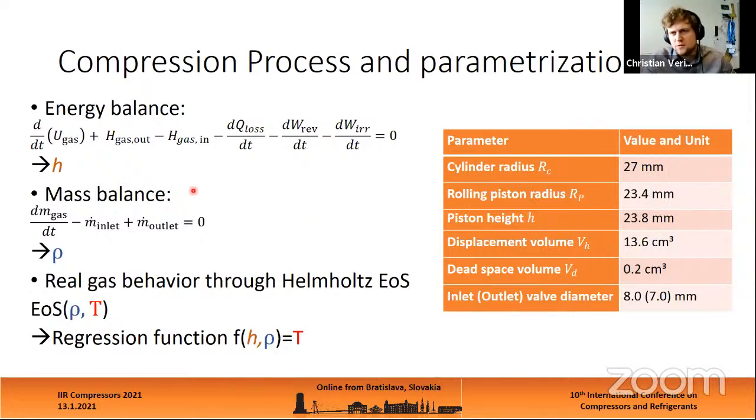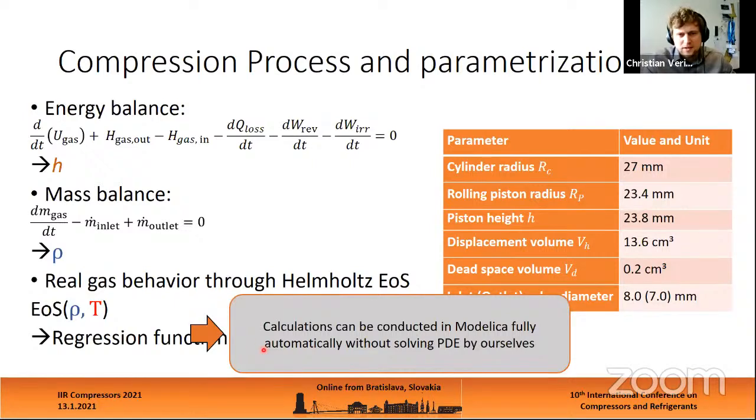What now is quite comfortable: we don't have to solve the differential equations here by ourselves. That does Modelica for us in a solver like the Dassl solver or any other. So the calculations are now conducted fully automatically without solving anything before. That's part of the automation system behind the model.